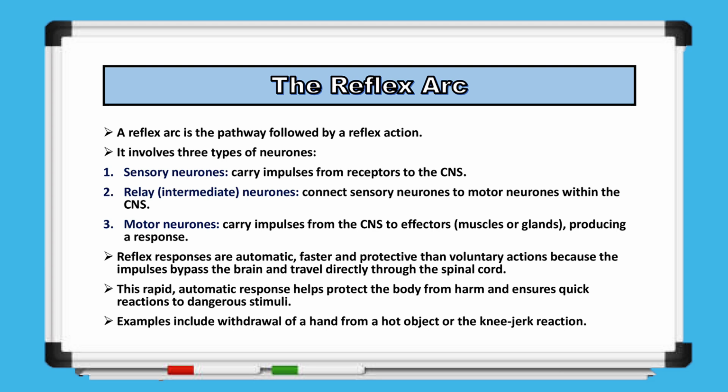Reflex responses are automatic, faster, and more protective than voluntary actions because the impulses travel through the spinal cord instead of being processed by the brain first. This allows the body to react instantly to harmful or dangerous stimuli. Such rapid and involuntary reactions help protect the body from injury. Common examples of reflex actions include quickly pulling a hand away from a hot surface and the knee-jerk response.